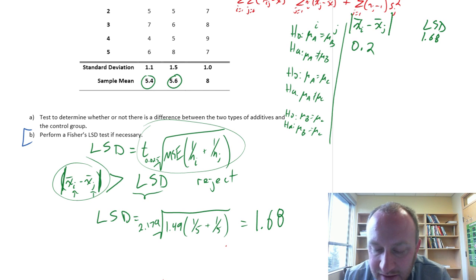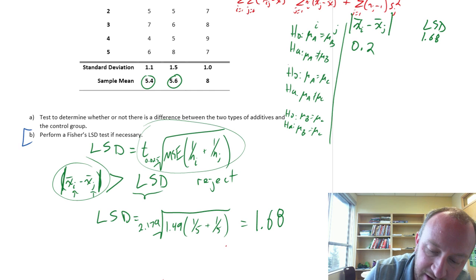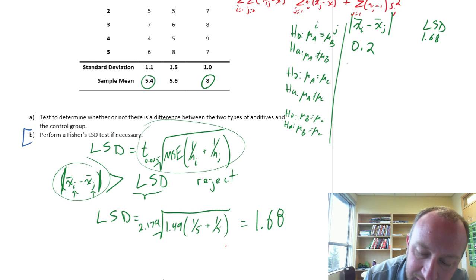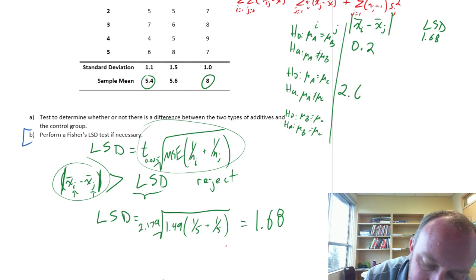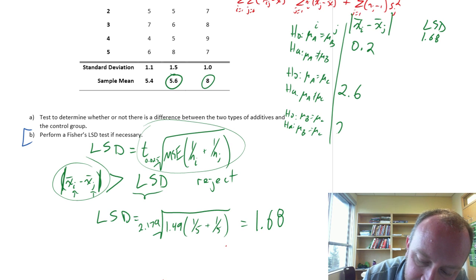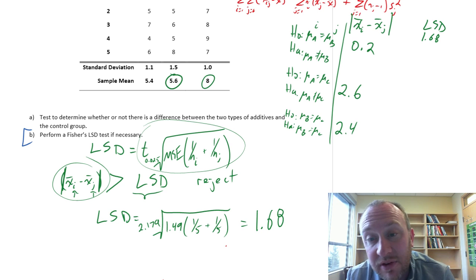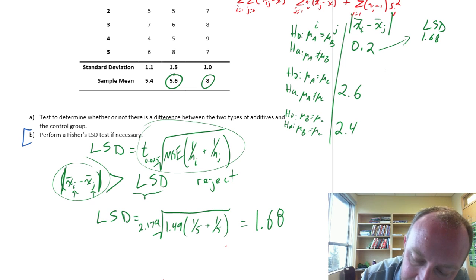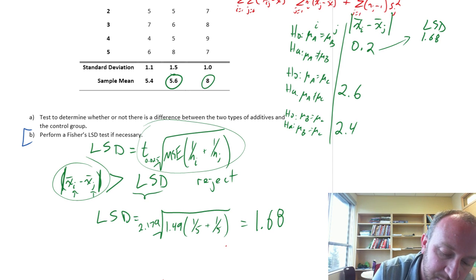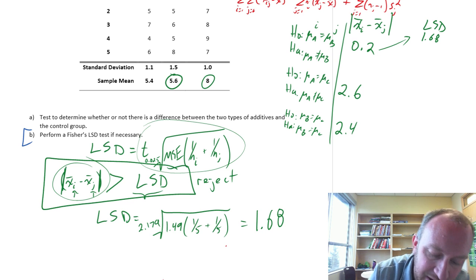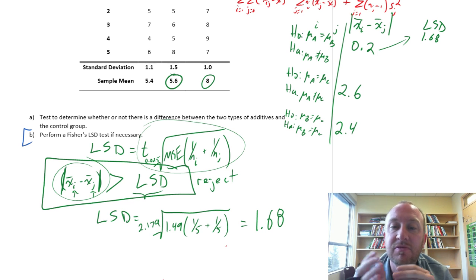When we look at A and C, I'm looking at 8 against 5.4. That's going to be a value of 2.6. And finally, B and C. So I'm looking at these two. That will be a value of 2.4. Now for each of those, we just compare them against Fisher's LSD, and we reject for any comparison where the absolute value of the point estimate of the difference in sample means is greater than the LSD.